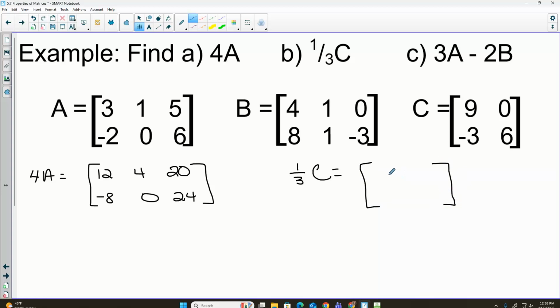What about 1/3 C? So 1/3 times 9 is 3. 1/3 times 0 is 0. 1/3 times -3 is -1. 1/3 times 6 is 2.